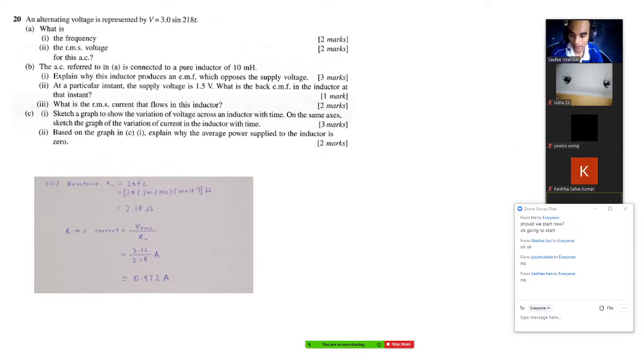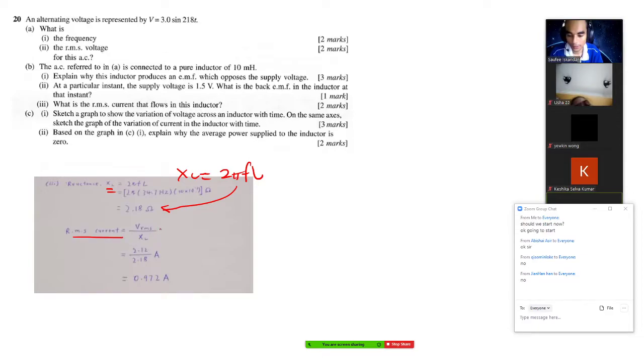Next part is reactance. What is the RMS current that flows in this inductor? Okay, so you have to find the reactance. Reactance is similar to a resistance that opposes the current flow in the circuit. So XL equals 2 pi FL, and because you substitute everything, you have 2.18 ohm.